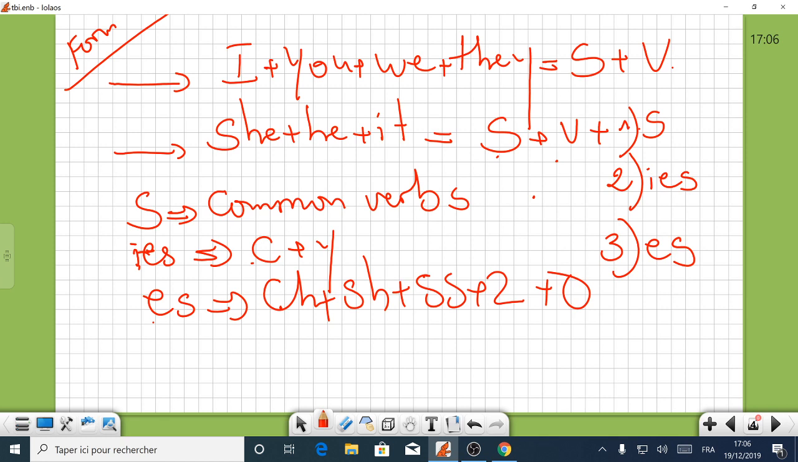And for the form, here we have a sum up. I, you, and they always, always, always with what? Subject plus verb. And for he, she, and it, we have subject plus verb plus s, or es, or ies. Here we have common verbs with s, consonant plus y with ies, and these, like I said before, with es.